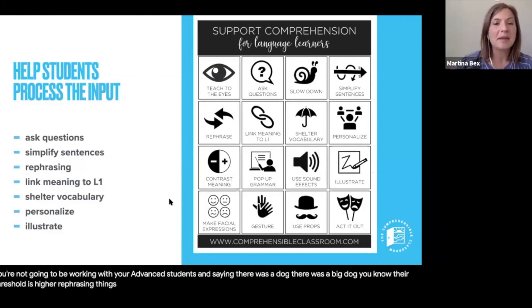Rephrasing things, linking meaning to L1. If your students have a shared first language, use it.